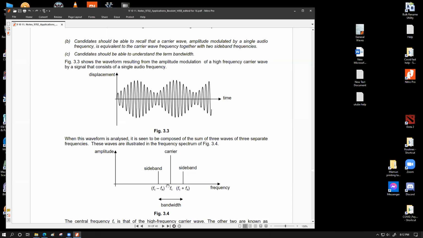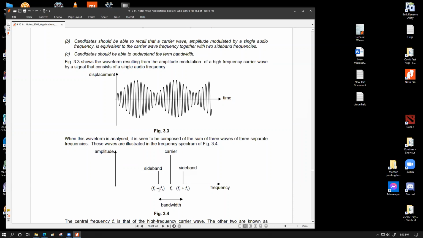This is basically what they're saying: by analysis of this amplitude modulated wave, if we plot a graph of amplitude versus frequency, we come up with a graph like this, where the carrier wave gives us the highest amplitude, which represents the highest amount of energy content, and we have two sideband frequencies. One sideband frequency is the carrier frequency plus the audio frequency, FC plus FA. The other one is FC minus FA.